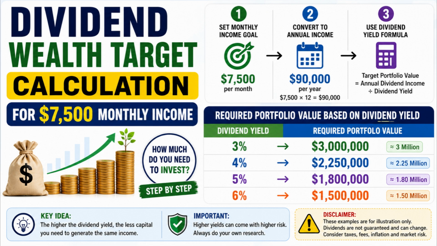In simple terms, if your goal is to earn $7,500 per month from dividends, you may need somewhere between $1.5 million and $3 million invested, depending on the dividend yield of your portfolio. This gives you a realistic range and helps you understand the scale of wealth needed to create that level of passive income.